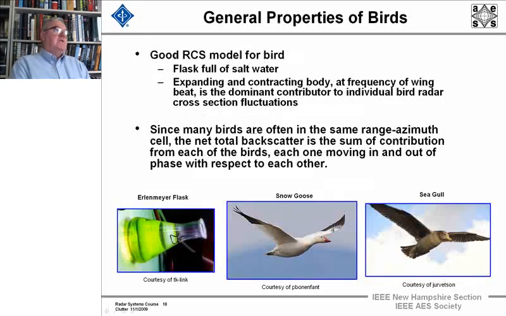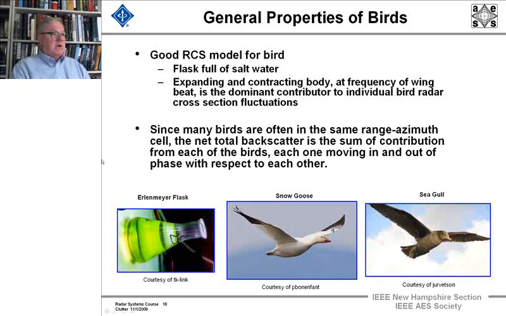Okay, a good model for a bird. I was told this by Bob Richardson, who's long retired from MIT Lincoln Laboratory, back in the 70s. A good model for birds is a flask full of salt water. Their body, like my body and your body, is a good conductor. The wings aren't great conductors, but the body is a very good conductor.